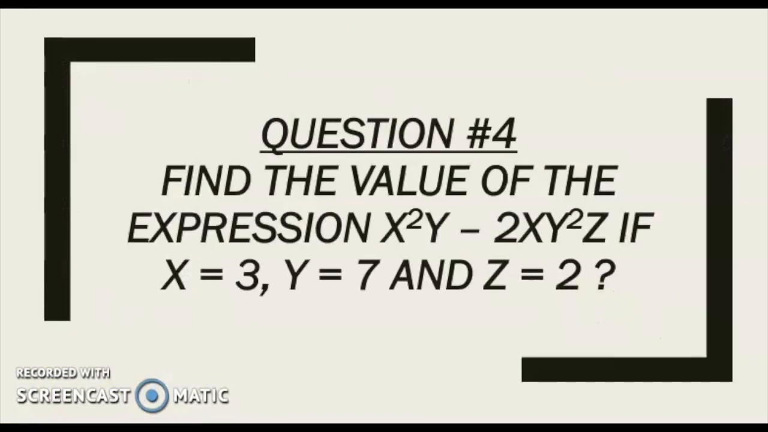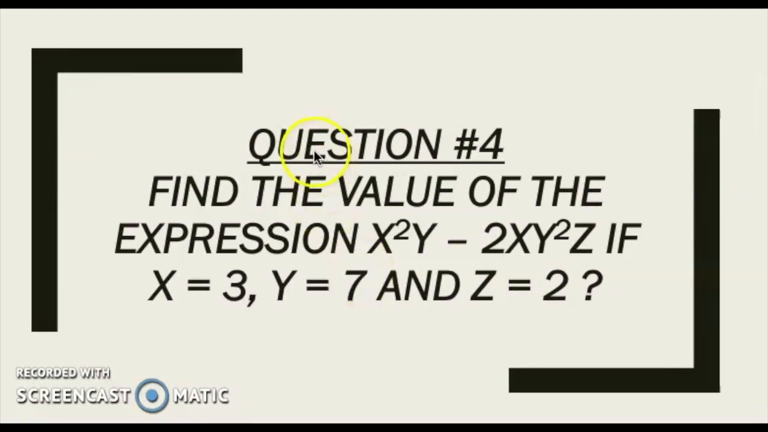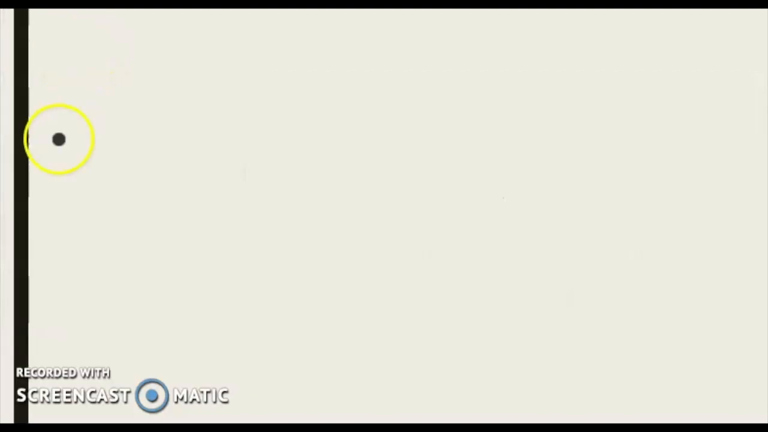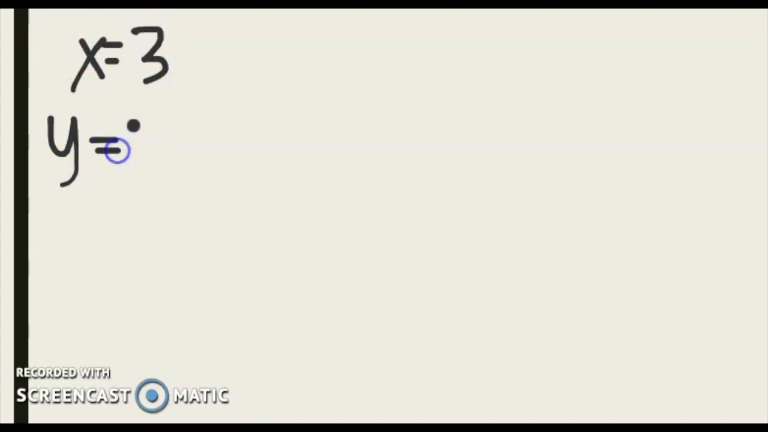Question 4. Find the value of the expression x squared y minus 2xy squared z if x equals 3, y equals 7, and z equals 2. So, first, let's copy down all the important parts. x equals 3, y equals 7, and z equals 2.